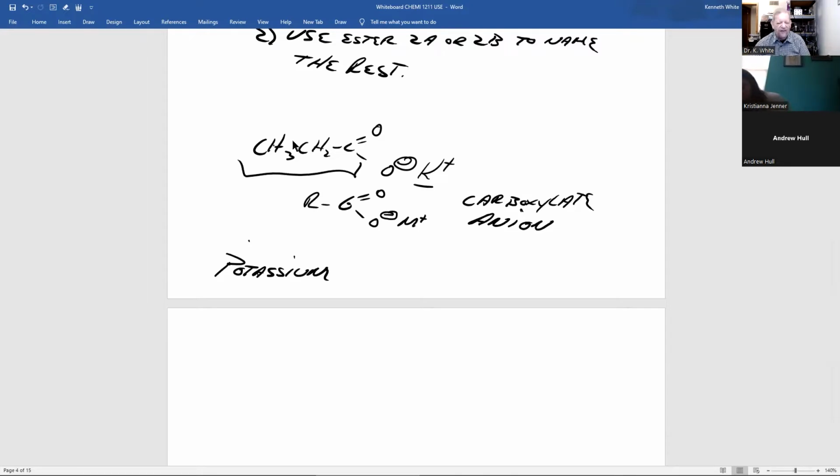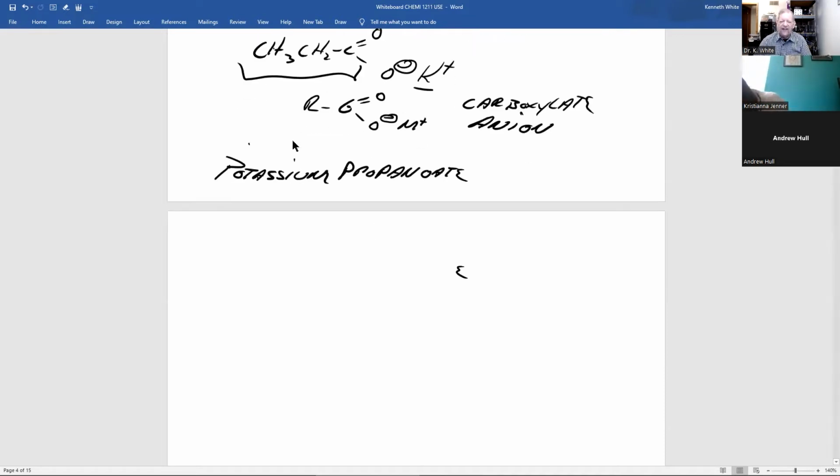Then this part, we do like an ester. Three carbons, propane. Since it's not a benzene ring, I drop the E and add OATE. And that would be potassium propanoate. And that's how you do it.